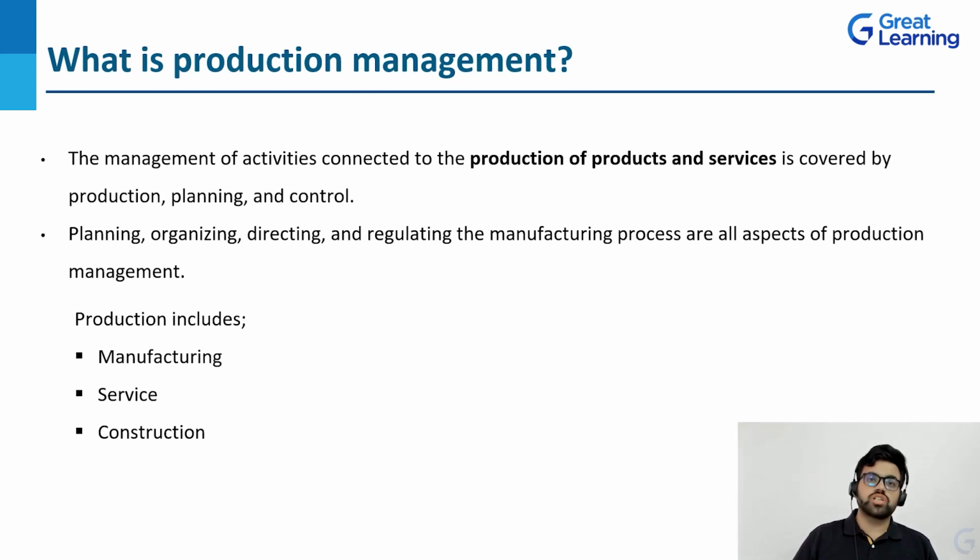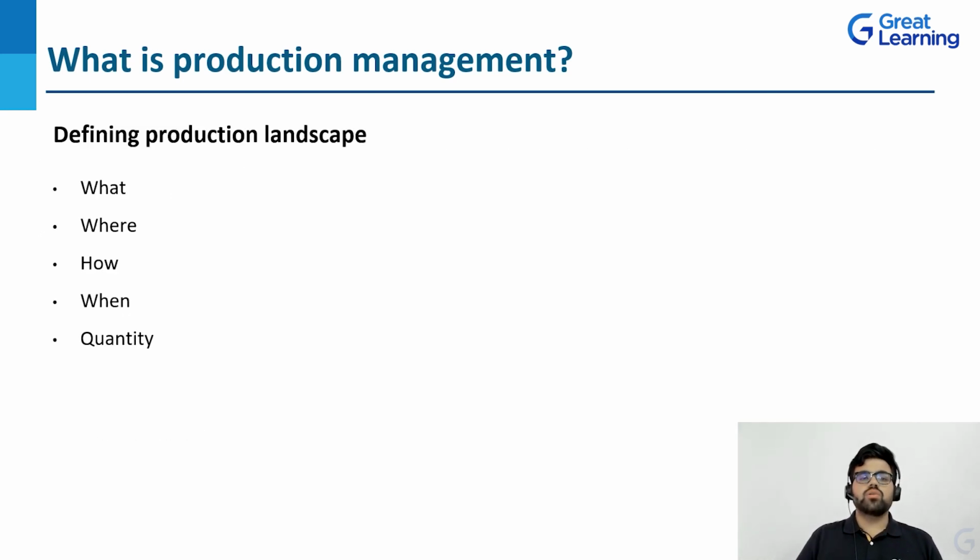Third is the construction activities. Construction activities also revolve around a lot of production happening, a lot of manpower being utilized, and a lot of machines being utilized. So this also comes under production management. Now let's try to define this landscape. Let's define the landscape of production management.